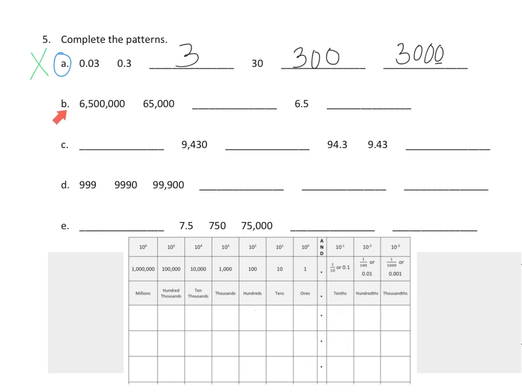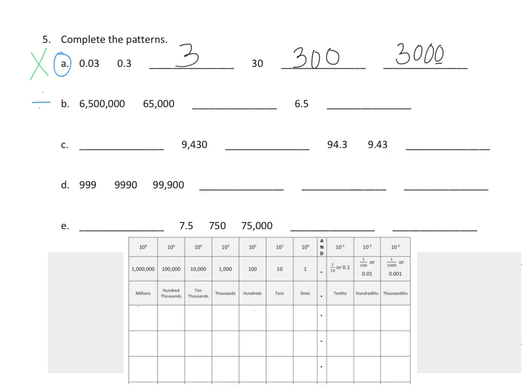Let's go ahead and do 5B. We've got 6,500,000. Then we go to 65,000. Then we find the next number, and then 6 and 5 tenths. So it looks like we are going down. We're getting smaller, which means we are dividing in problem 5B. And let's figure out, what are we dividing by?